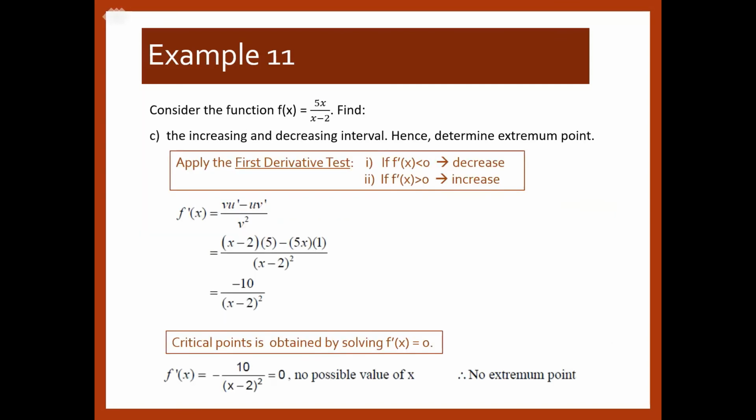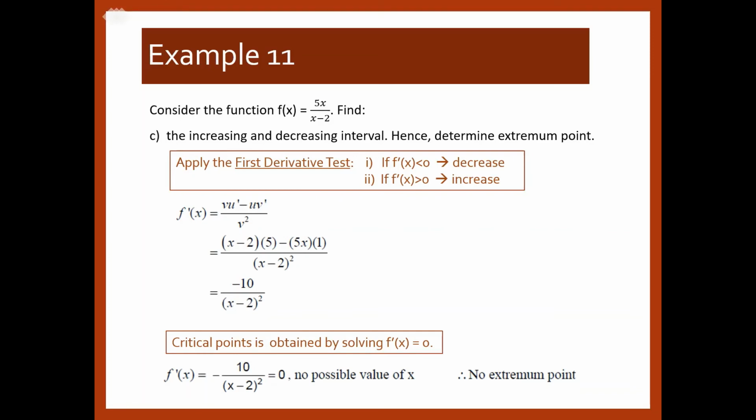To find the increasing or decreasing interval, you need to apply the first derivative test. As given a rational function, you need to differentiate f(x) using quotient rule, which is f prime x equal to (v u prime minus u v prime) over v squared. You will obtain f prime x equal to negative 10 over (x minus 2) squared.